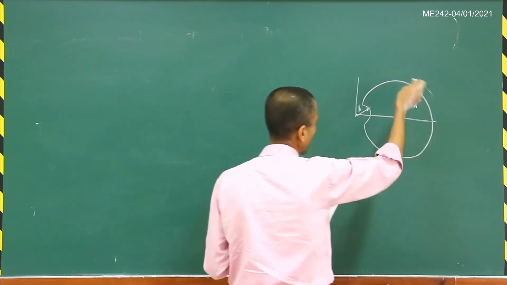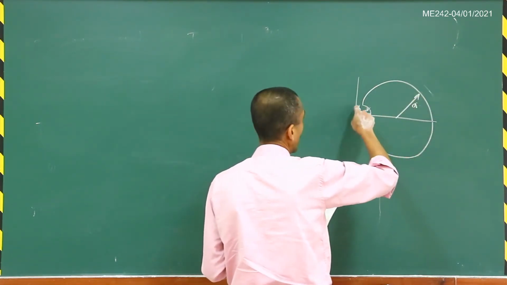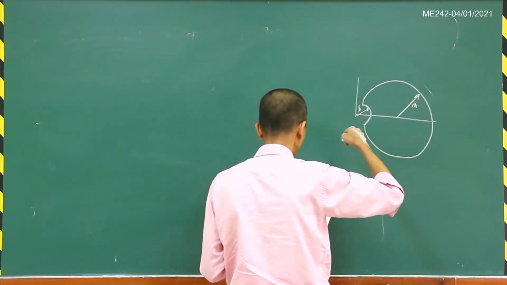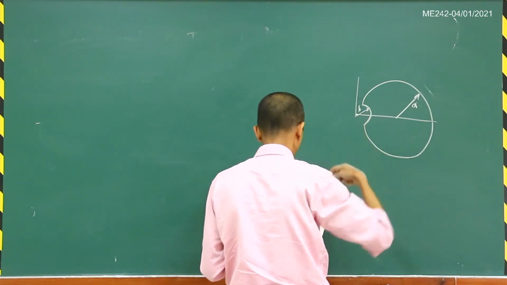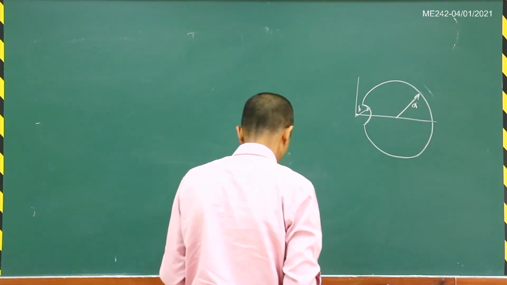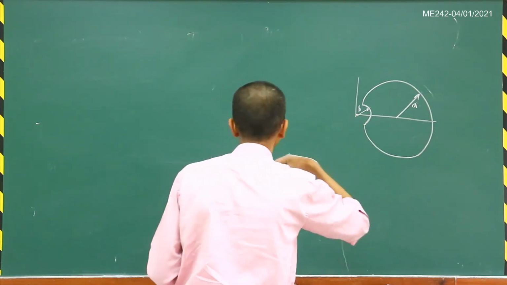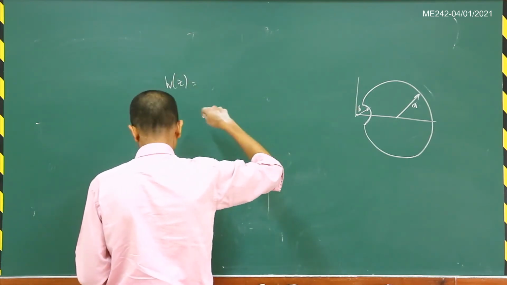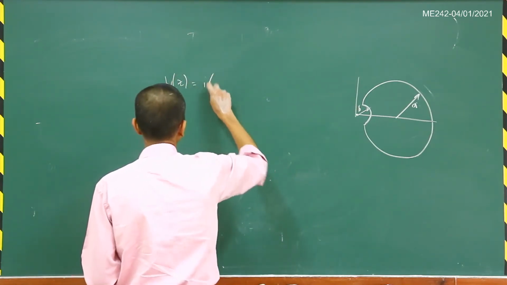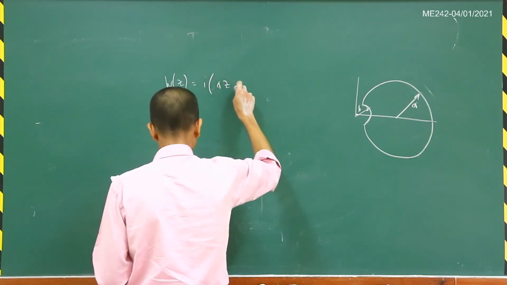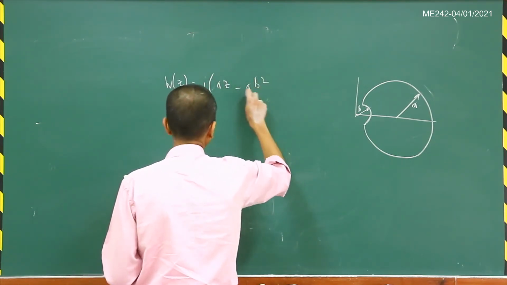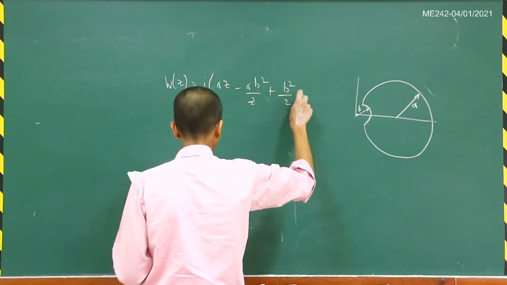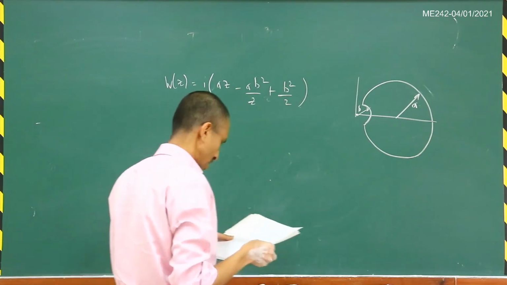So the radius of the shaft is A, and the radius of the groove that is cut out from this is B. And if you now find out the W of Z for this particular cross section, it is I times AZ minus AB square by Z plus B square divided by 2. So this is what the result comes out.